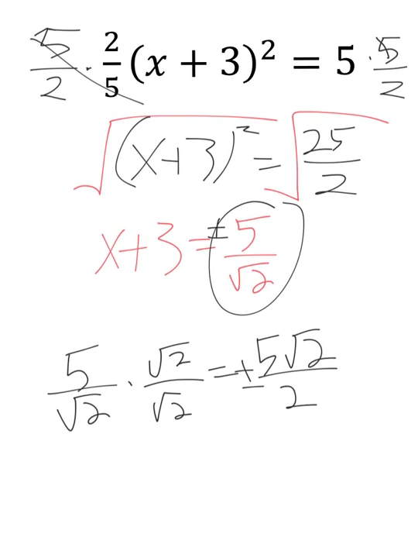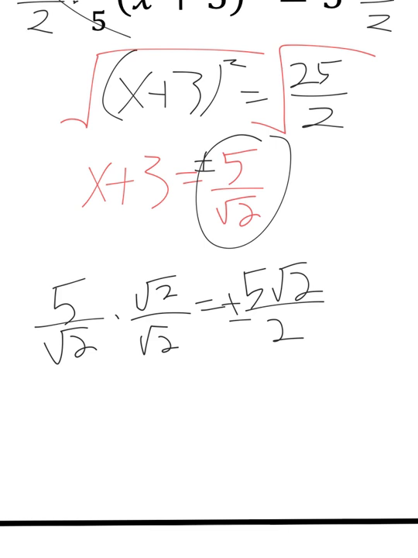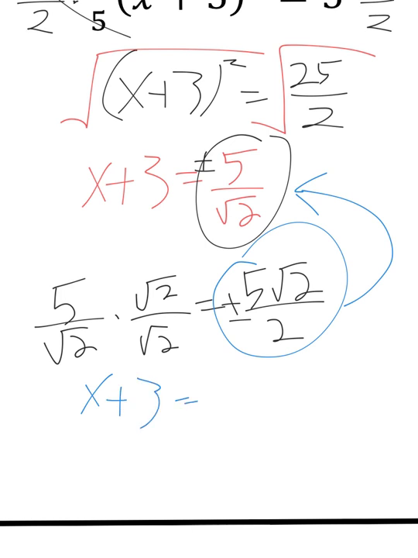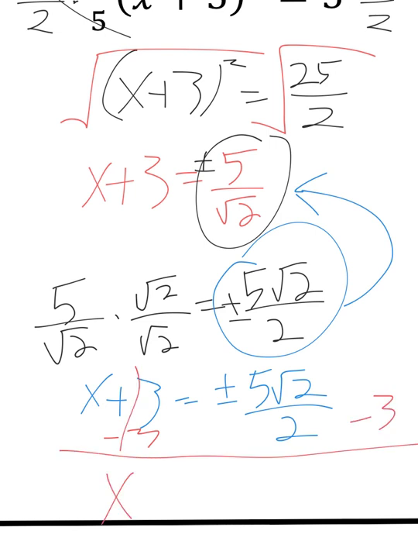So let's plug that back into our equation. I'll place it in there. So I have x plus 3 equals plus or minus 5 square root 2 over 2. So I just need to get rid of that plus 3, so I'm going to minus 3 over. We usually write that number first, so I'm going to write negative 3 plus or minus 5 square root 2 over 2. And that's the final answer.